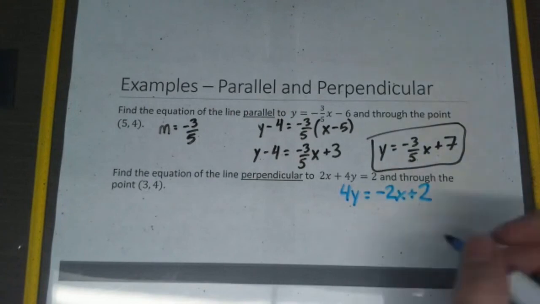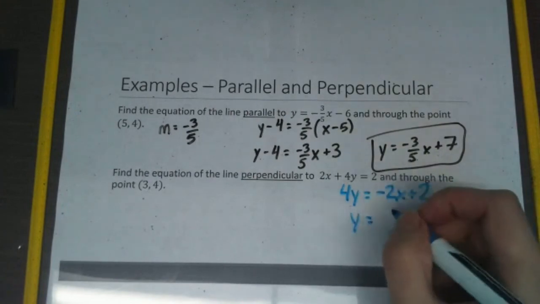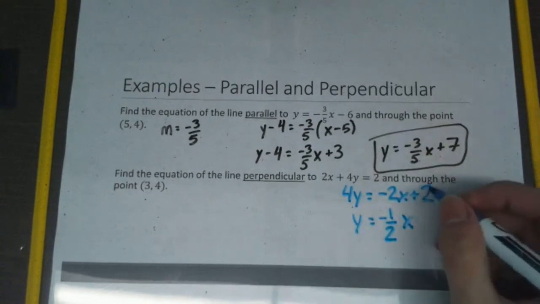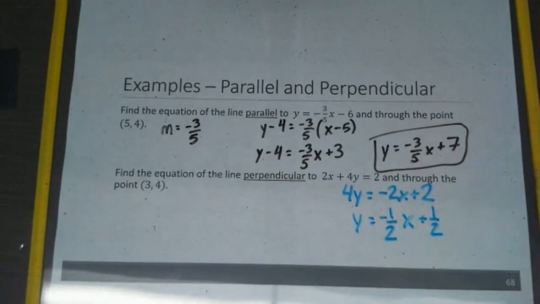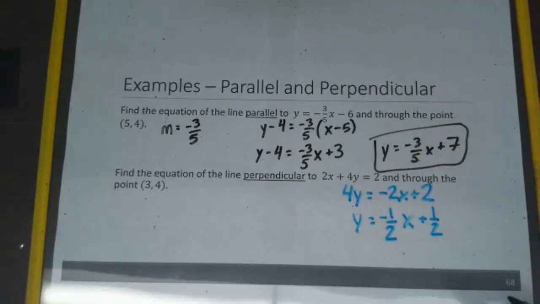And if I divide both sides by 4, I'll have y equals negative 2 divided by 4 reduces to negative 1/2 x, and 2 divided by 4 is a positive 1/2. So we have y equals negative 1/2 x plus 1/2. This is the line I started with, and it has a slope of negative 1/2.